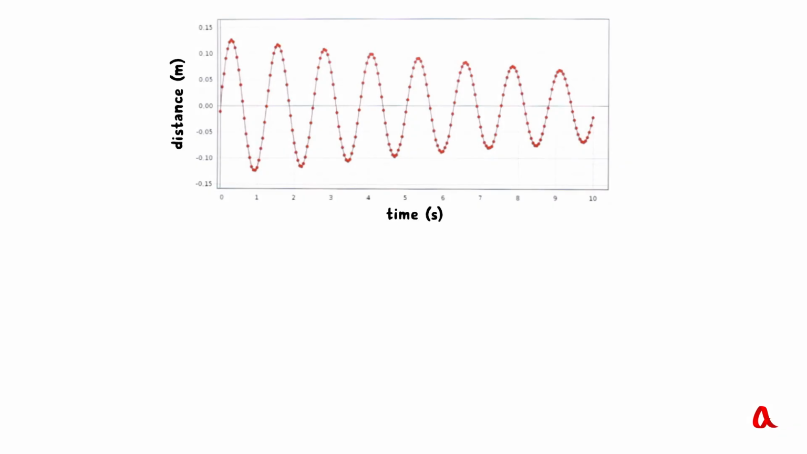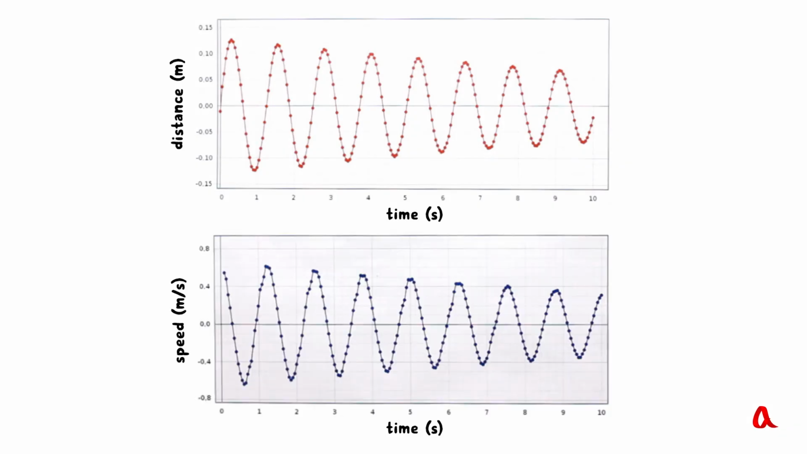A computer can do the calculations for the speed diagram using the distance diagram. Here it is. It is remarkably similar to the distance diagram in its shape. However, when the equilibrium deviation was at its maximum, the speed equaled 0. And when the deviation was 0, the speed was at its maximum.